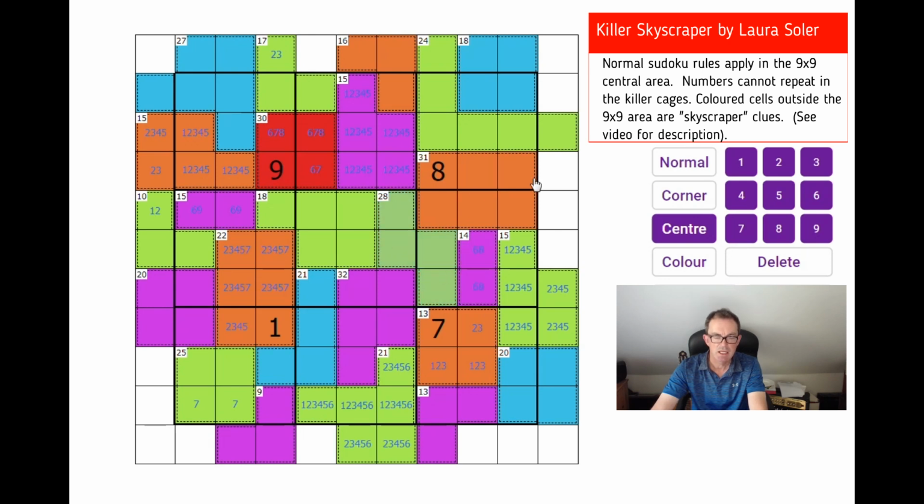Now this 28 cage in 4 cells, I think that has to have an 8 in it. Because 9, 6, 7 and 5, yeah, that's too small. So there is an 8 in this 28 cage, so it's going to be in one of those 2 squares. It can't be in these 2 squares, obviously.